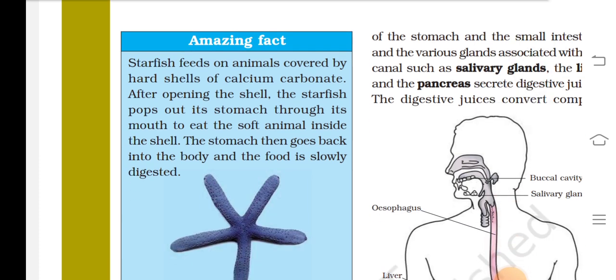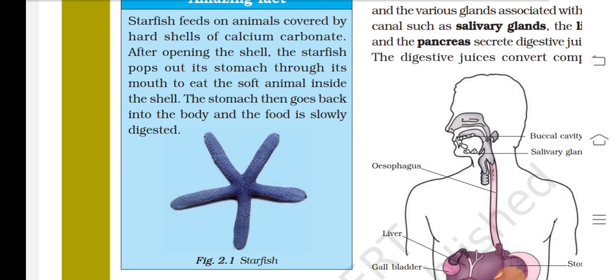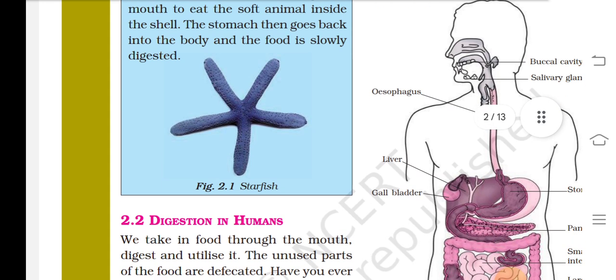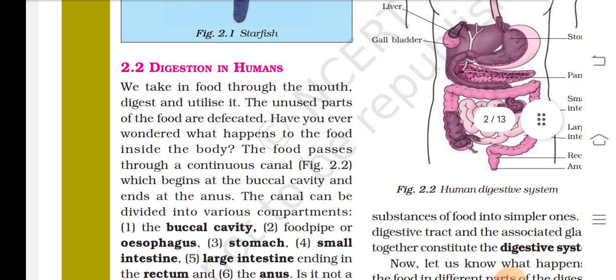Amazing fact. Starfish feed on animals covered by hard shells of calcium carbonate. After opening the shell, the starfish pops out its stomach through its mouth to eat the soft animal inside the shell. The stomach then goes back into the body and the food is slowly digested.